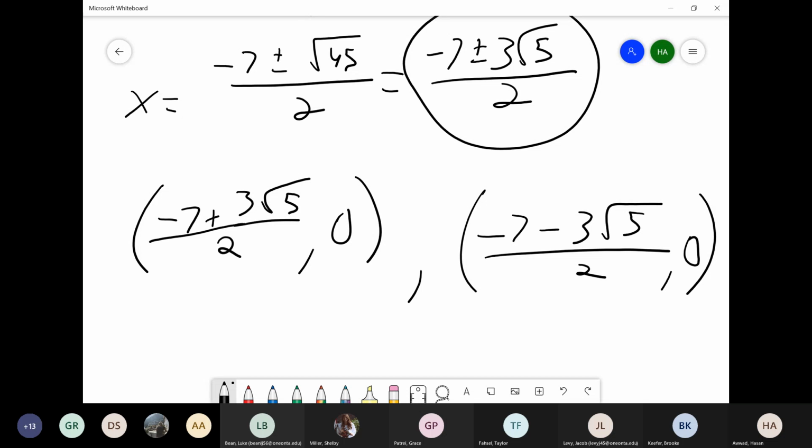So now you found your two x-intercepts. And plotting those might be a little bit tricky. Obviously you can use a calculator here to actually figure out what the approximate value is, so that way you know exactly where this is going on your x-axis. But at the very least, you now have your two x-intercepts.